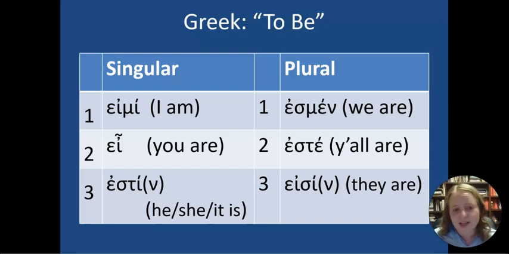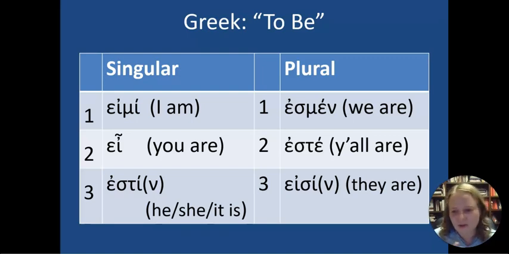Okay, these are them. Eimi, I am. Ei, you are. Estin, he, she, it is. Esmen, we are. Este, y'all are. Eisin, they are. I don't usually do this in videos, but I'll say it and just give a pause afterwards. So if you wanted to try saying them as well. These are them. Eimi, ei, estin, esmen, este, eisin.